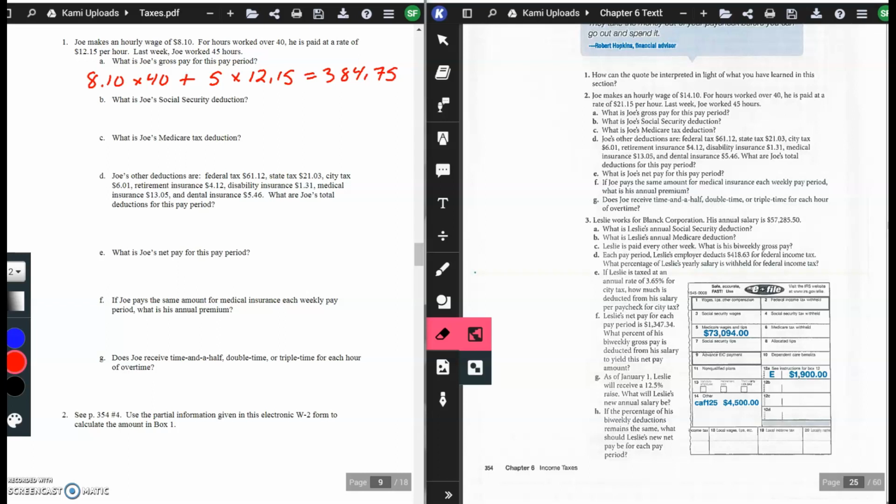What is Joe's Social Security deduction? Remember, Social Security is going to be 6.2%. We kind of hit on that in a previous section, but Social Security is always 6.2%. So you take your gross pay, which is $384.75, and you multiply that by 6.2% as a decimal, which in this case is 0.062. Remember, move it 2 places to the left. So $384.75 times 0.062 gives you a Social Security amount of $23.85.